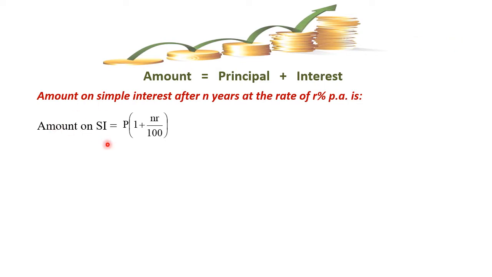So out of that I am taking P as common. So it will be P multiplied by (1 plus NR by 100). Basically this is P plus PNR by 100, because the simple interest formula you are well aware of. It is equal to PNR by 100.